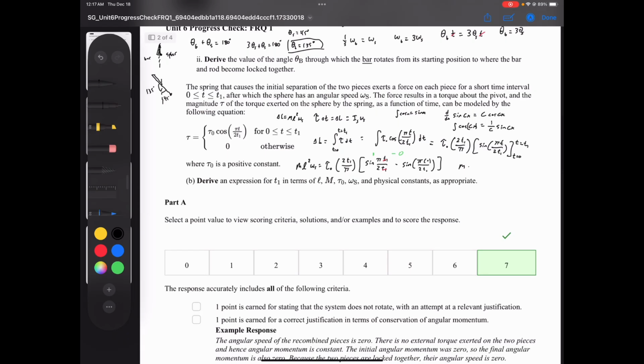So I have ml squared times omega s is equal to tau naught times 2 t1 over pi times 1, right? Because that's what our integral ended up coming out to. So to solve for t1, I'll multiply both sides by pi, and then divide by 2 times tau naught. So then t1 is going to equal ml squared omega s times pi all over 2 tau naught. Yeah, so that's pretty much it.